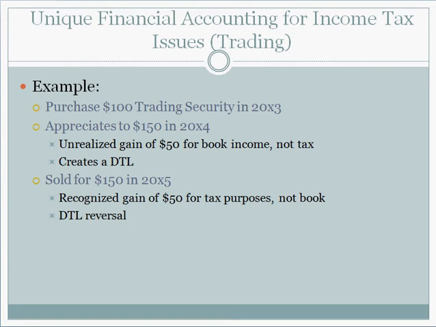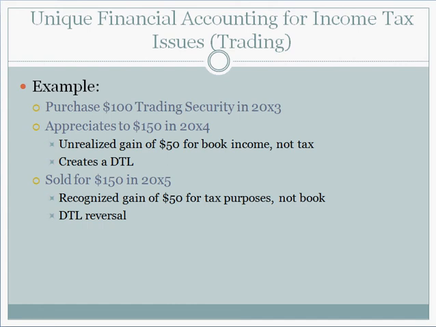For example, a trading security is originally purchased by Randy's Radiators in 20x3 for $100. During 20x4, it appreciates in value to $150. On the books, this gain of $50 is recognized in the income statement in 20x4, even though the trading security is held until it is sold in 20x5.